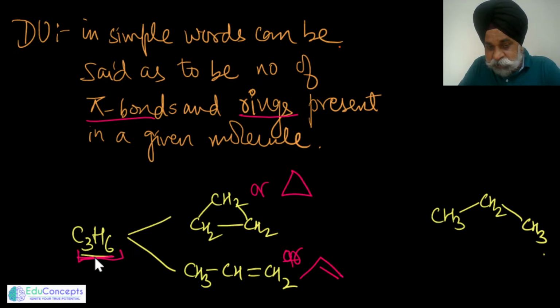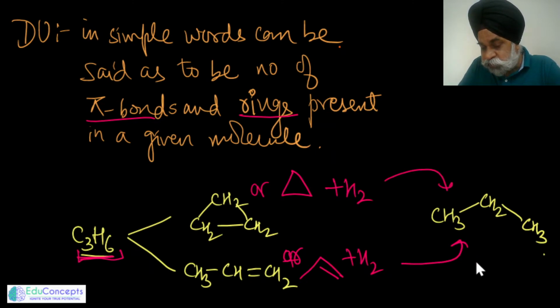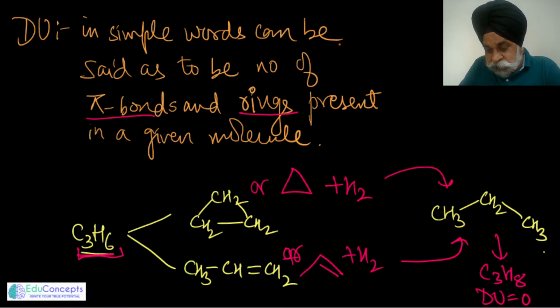So if you go to a market to buy this C3H6, the shopkeeper would ask whether you want cyclopropane or propene. Now if I add hydrogen into it, or hydrogen into it, this will also become propane, this also will become propane, C3H8, for which the degree of unsaturation is 0. So the number of pairs of hydrogen atoms or number of molecules of hydrogen you add to a hydrocarbon so that it could become alkane, or saturated acyclic compound, that is what you call degree of unsaturation.